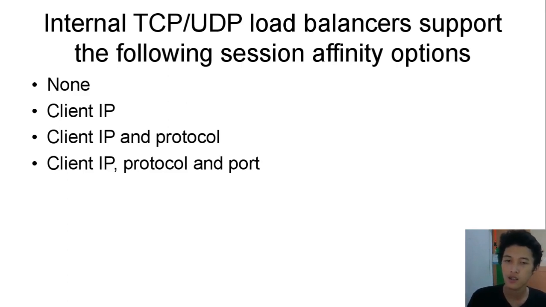The next option is that it can also track client IP and protocol. It will direct a particular client's request to the same backend VM based on a hash created by three pieces of information: the client IP itself, the protocol, and the load balancer's internal forwarding rule IP address.